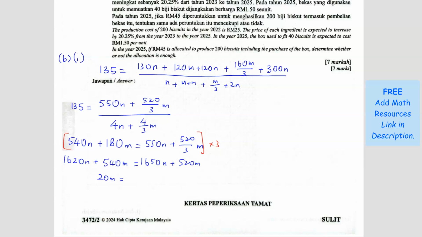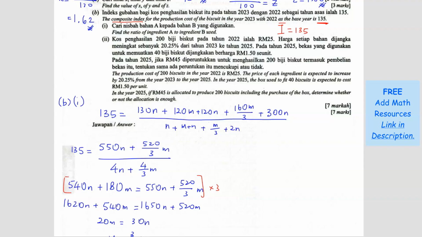1650 minus 1620, I get 30n. So from here we can find m equals 30 divided by 20, you get 3 over 2n. Okay, this is the relationship between m and n. So the question is asking for what? Find the ratio of ingredient A to ingredient B.